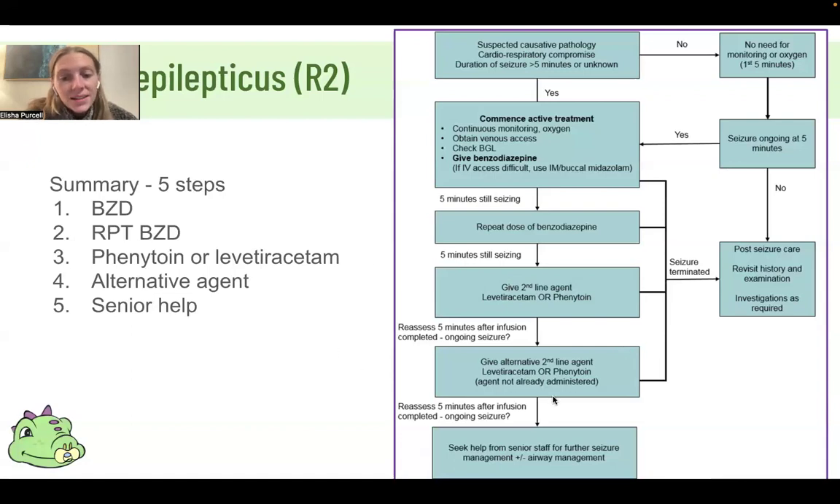Then you wait 5 minutes. If they're still having an ongoing seizure, you give an alternative agent. So if you gave phenytoin in step 3, you can give levetiracetam, step 4. If they're still seizing after another 5 minutes, then you're getting senior help. I see anesthetics hopefully there for airway management already. But yeah, this is a very important flow diagram to remember, and again, very OSCE-able.